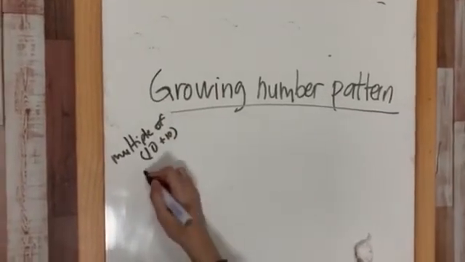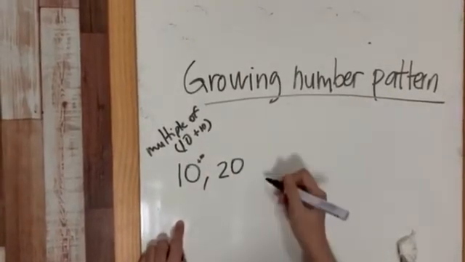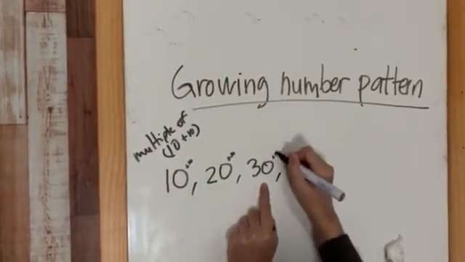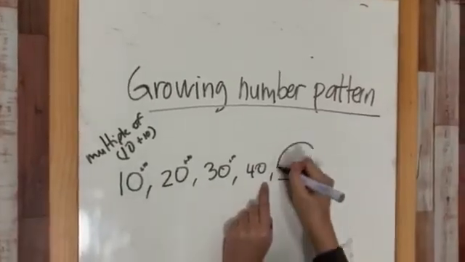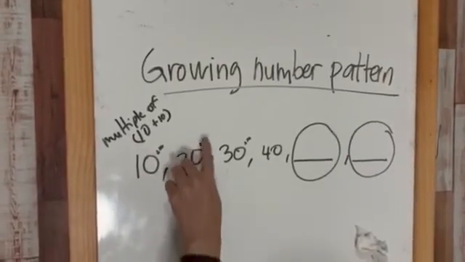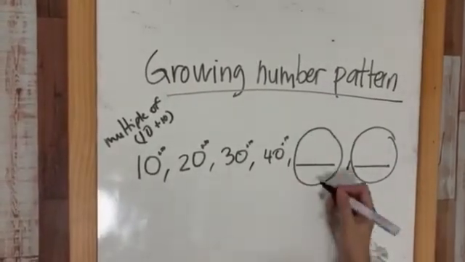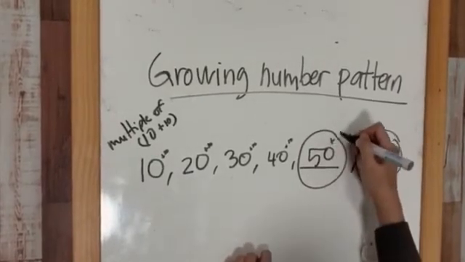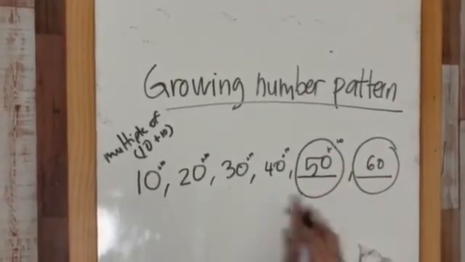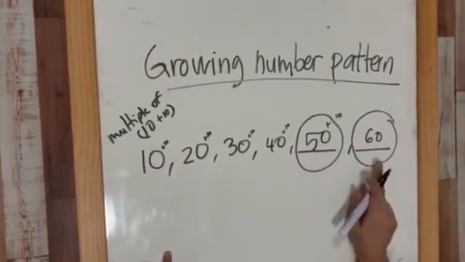So for example, we start with number 10. 10 plus 10 becomes 20. 20 plus 10 becomes 30. 30 plus 10 becomes 40. But what is the answer here? 40 plus 10, so the answer must be 50. 50 plus 10 becomes 60. This is what we call a growing number pattern. As you can see, the numbers are getting bigger and larger, from 10 to 20 to 30 to 40 to 50, and the last one is 60.